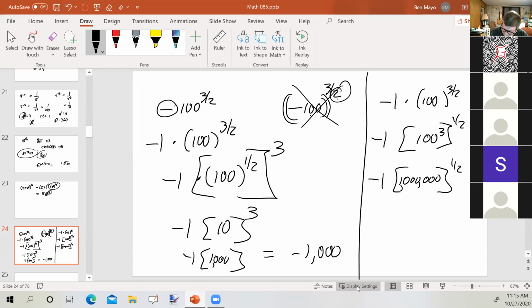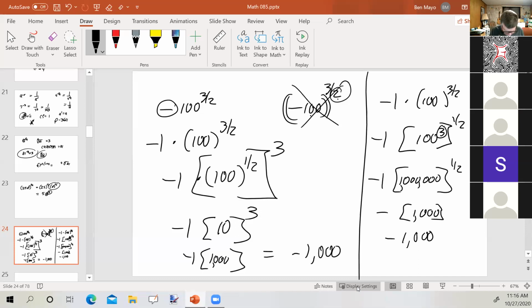I thought you meant the cube root. No, cube here. So 100 cubed is 1 million. What's the square root of 1 million? It's 1,000. So we get negative 1,000. Now, again, which was easier to do, the first one or the second one? The first one. Good job. Good job, young Padawan. You have chosen correctly.